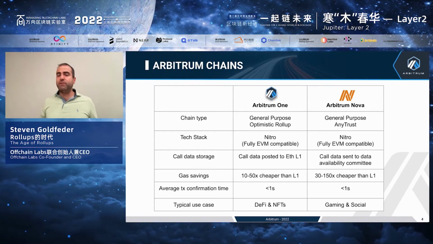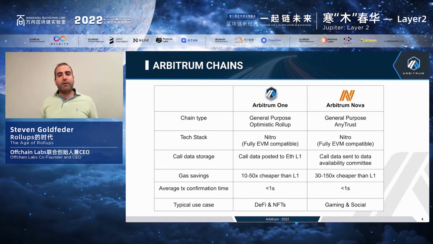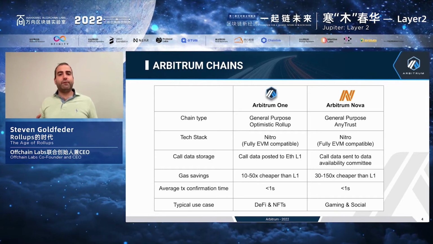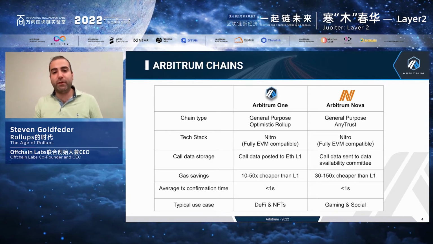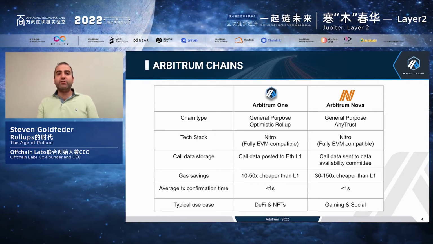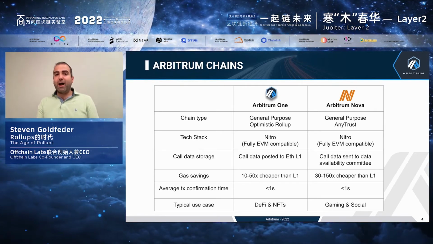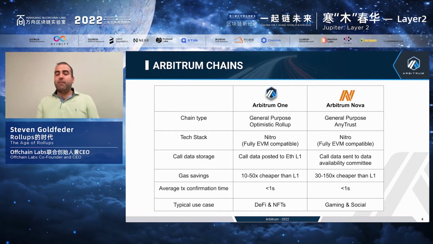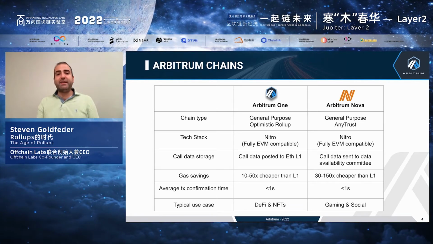Now, are these two chains competing with each other? No, they're not. Even though they're both general purpose chains, they have very different focus and very different ecosystems built on them. Arbitrum One is a DeFi stronghold and also has some strong high-value NFT projects, whereas Arbitrum Nova is really targeted at gaming and social.